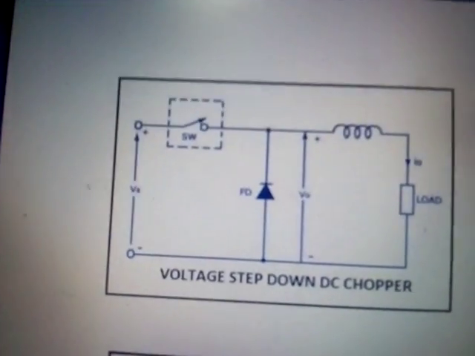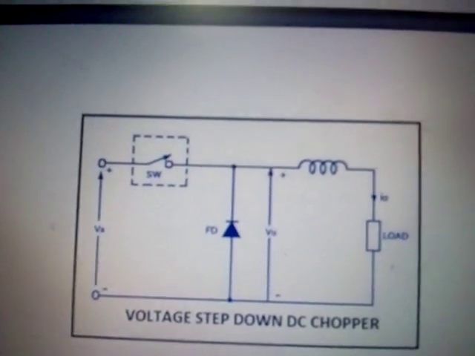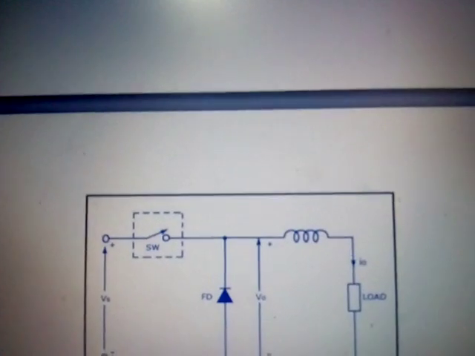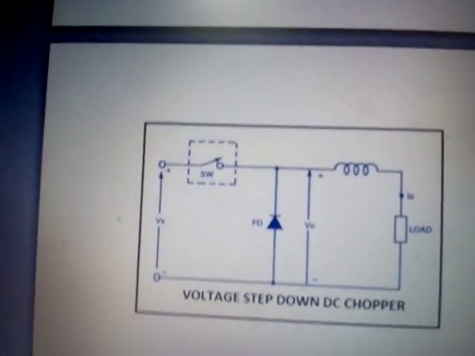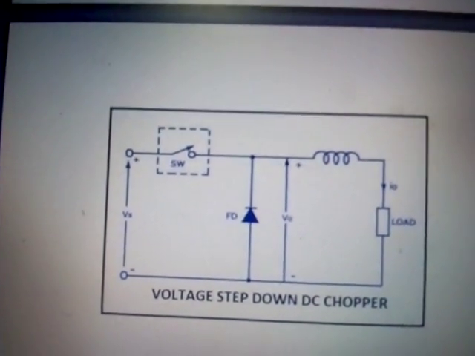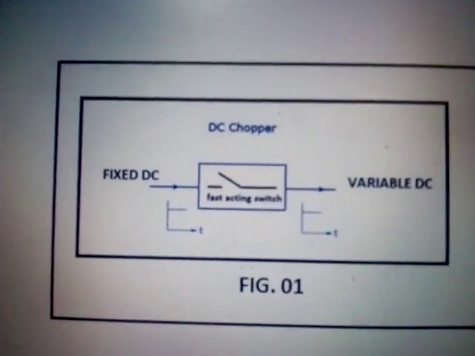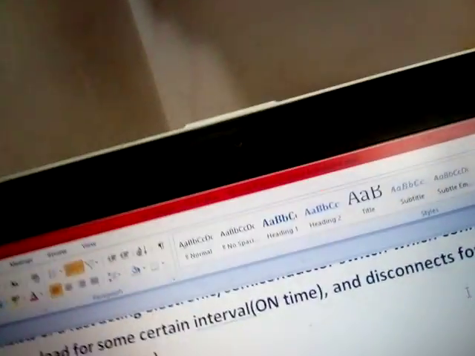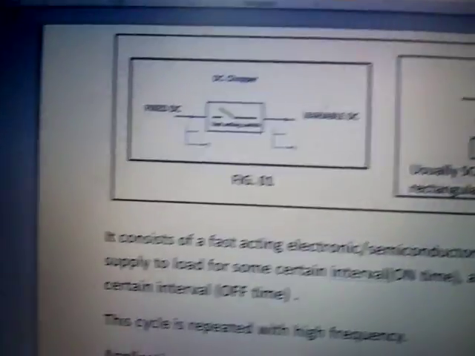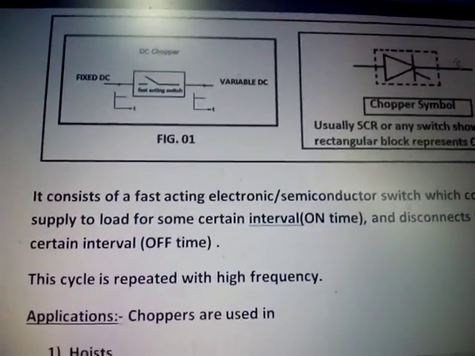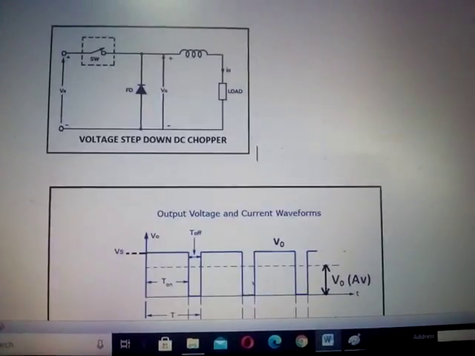In case if there is inductance, the current will freewheel through the diode, but the output voltage will be 0 or the diode drop. See, these choppers are actually very fast working, so that you get average voltage at the output.